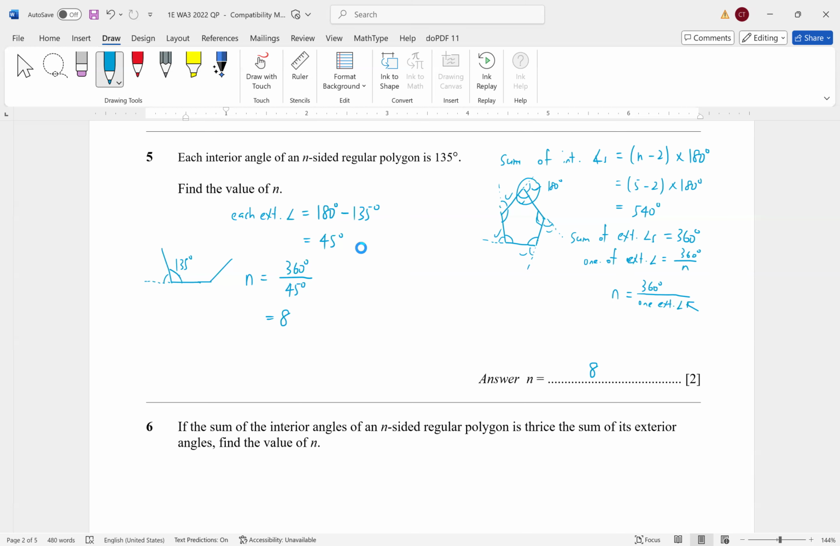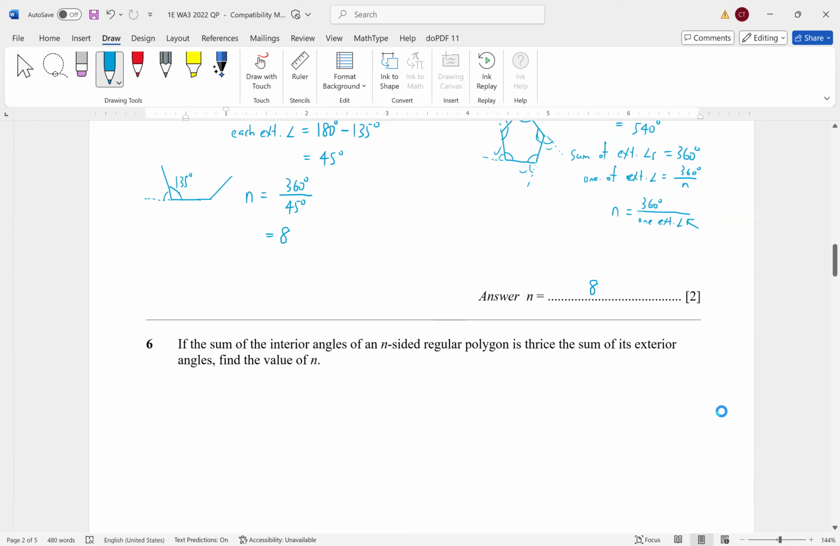Then let's take a look at question 6. Question 6 states that if the sum of interior angles of an n-sided regular polygon. You recall what we discussed earlier on: the sum of interior angles is n minus 2 times 180. Then the sum of interior angles is twice the sum of exterior angles, but the sum of exterior angles is always 360. So we can formulate an equation very easily based on this information, and then solve that equation to find the value of n.